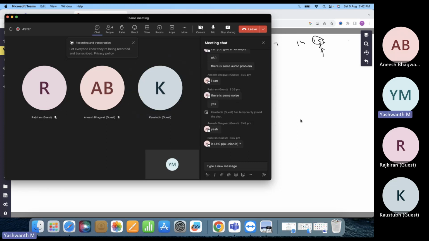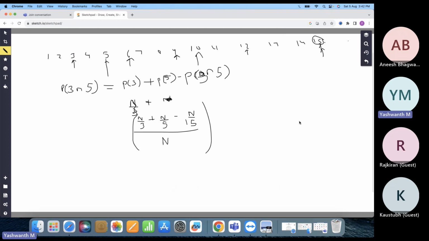Is LHS P of A union B, E, A intersection B, right? Both 3 and 5 is, oh, okay, okay. I think 3 or 5. That's a good question.